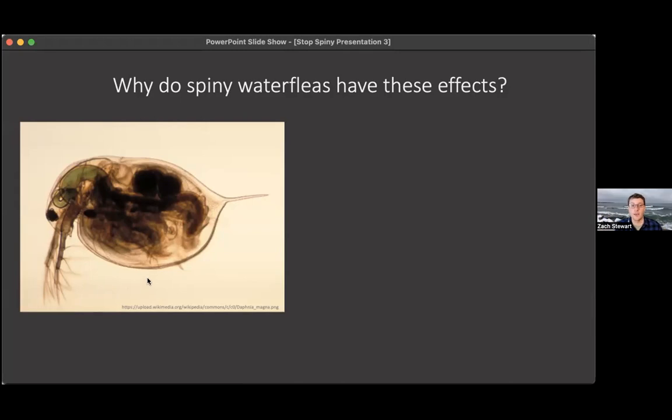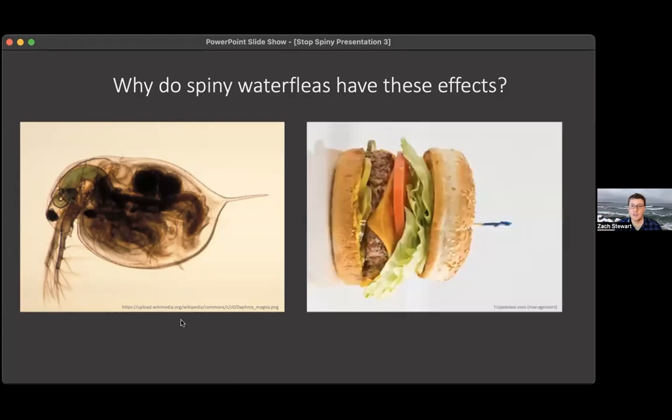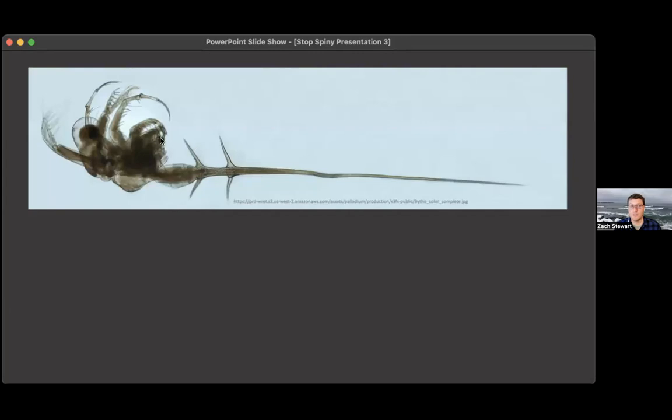And I'm a bit of a visual learner, so I imagine that in the eyes of a hungry young walleye, this Daphnia would look something more like this. It would be a juicy meal, pretty appetizing, and it's got this little tail spine here that probably can be dealt with. Now compare that to our invasive spiny water flea, which looks like this.